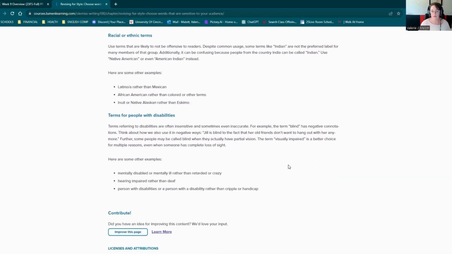There are also terms for people with disabilities, right? So it's good to be sensitive to those things. For example, the term blind has negative connotation. So you want to think of people who have partial vision or people who are visually impaired. Same thing with people who have a loss of hearing. Hearing impaired is better than deaf. Mentally disabled, or mentally ill rather than retarded or crazy.